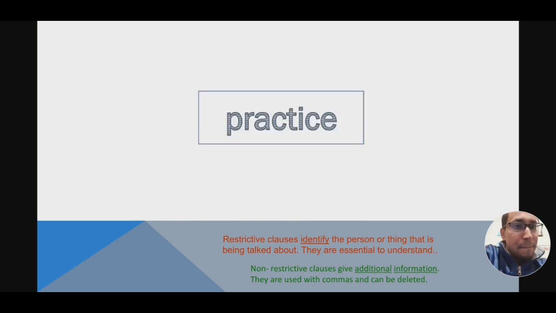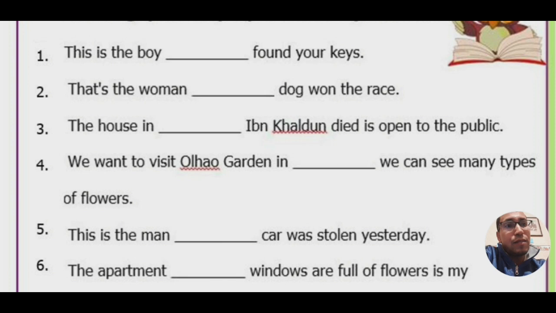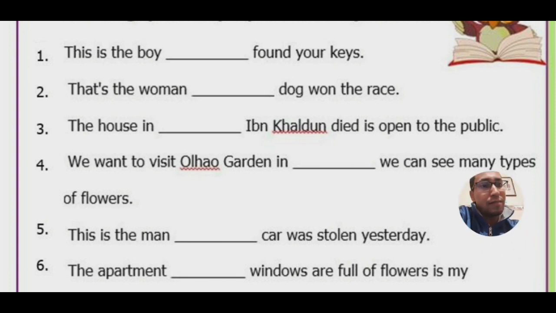Next, practice. Now let's begin. Practice, if you go to your Way to English or My Way to English, not Gateway, on page 27 you will find this, and the first exercise will be about relative pronouns. So you will fill in the gaps with the right relative pronoun. And remember, as I said before, where's the camera? Here is the camera.